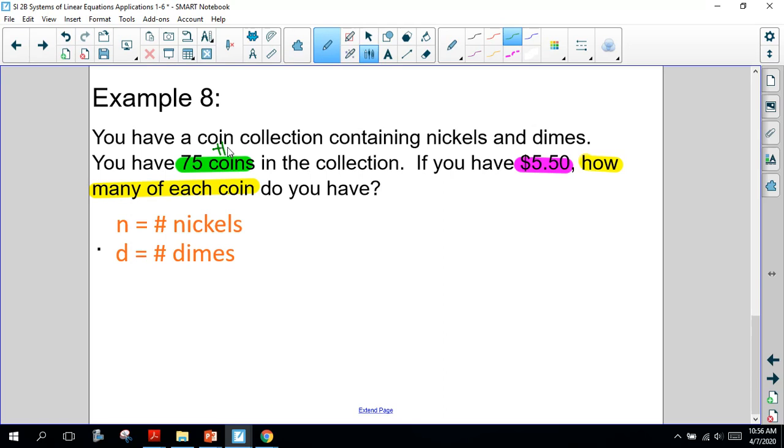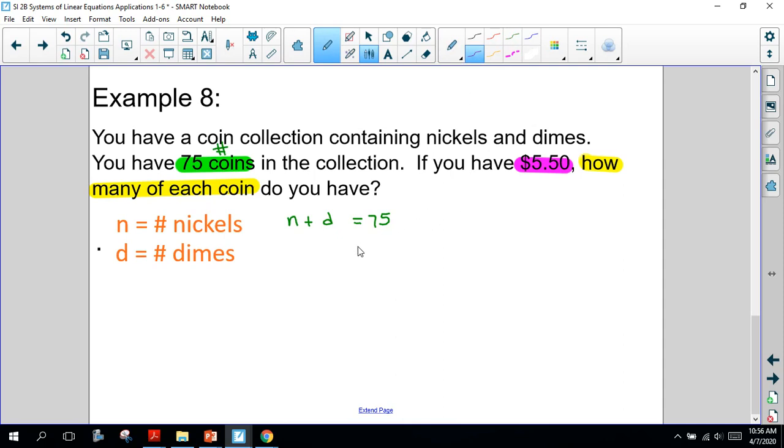So here we go, the number of coins. The total number of coins is 75, and it's what's in the collection, nickels and dimes. So it's going to be n, the number of nickels, plus d, the number of dimes. The total number of coins added together is equal to 75.